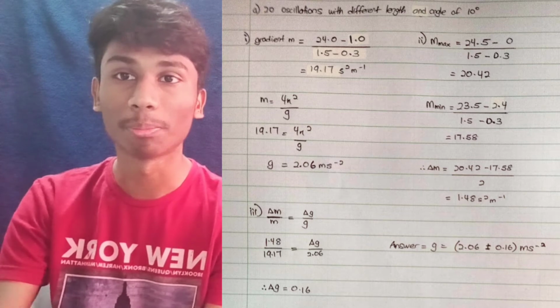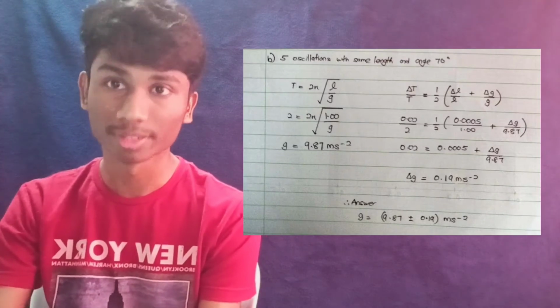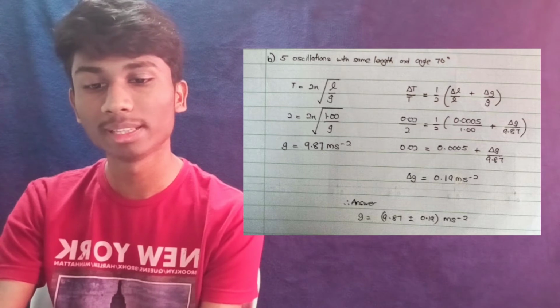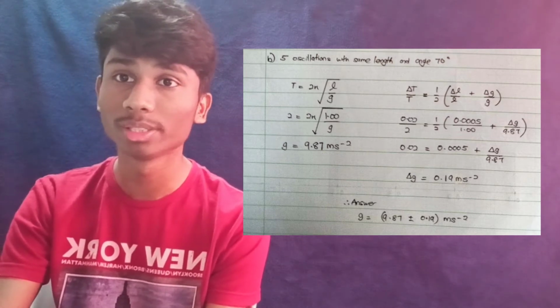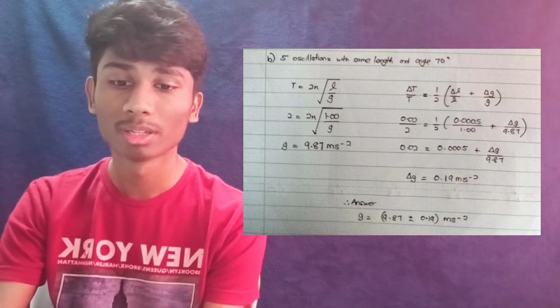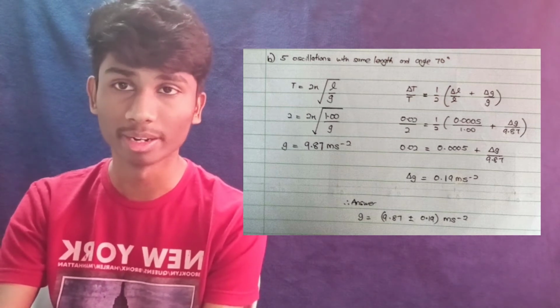Whereas the calculation for part B is the same as the calculation for part A, but we don't have a graph for part B. So first we calculate the acceleration due to gravity using the given formula, which is T equals 2 pi times the square root of L divided by g.